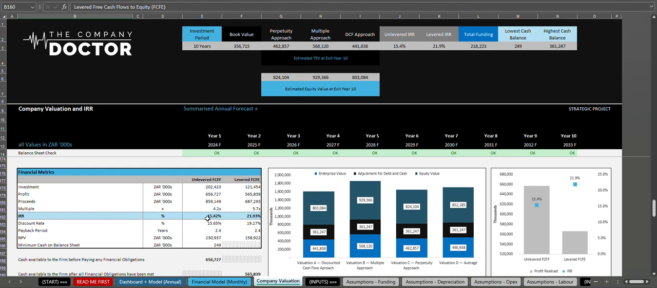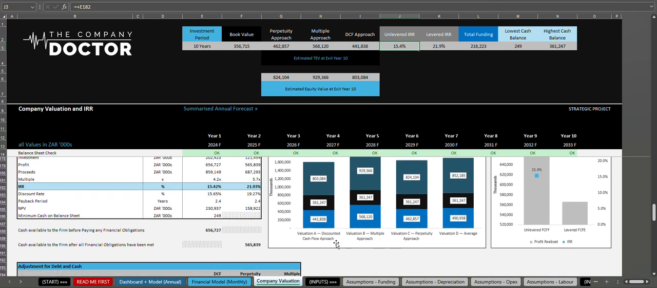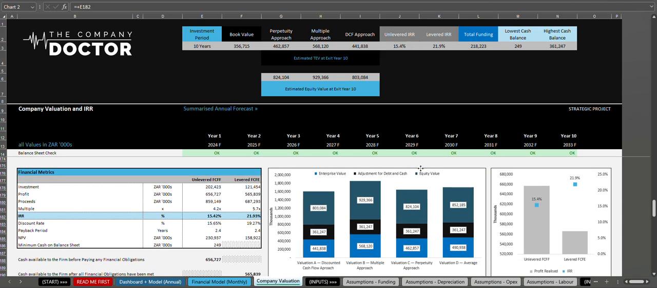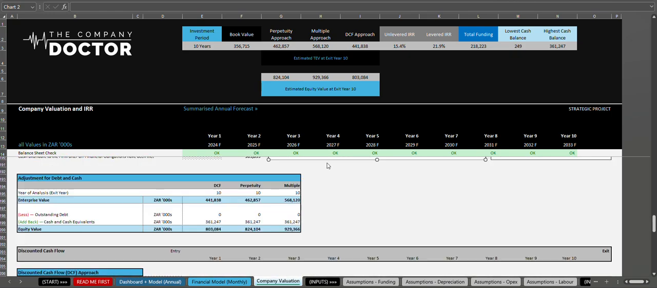The rate of return for both levered and unlevered is automatically calculated and pulled up to this top section here. The various valuations are the discount, the multiples, the perpetuity approach, and then just an average between the three. So whoever looks at this will see, okay, wow, plus minus 800 million will be the value of this company if I exit in year 10.